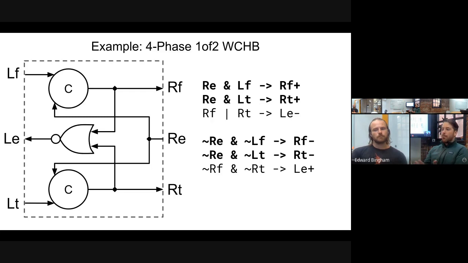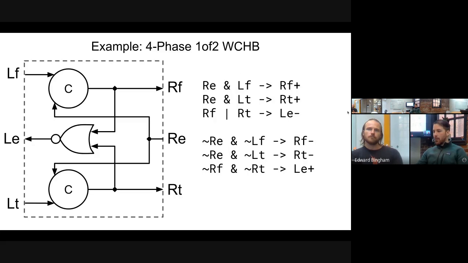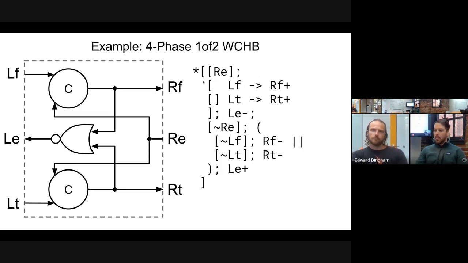So if we want to start from our production rules and derive the CHP again, we can start doing that. We can take our production rules and build out the HSE. If we look back at our production rules, we have RE and LF, RF up, or RE and LT, RT up. These are conditional, they're separate states. They don't happen in parallel. And so we use a selection statement.